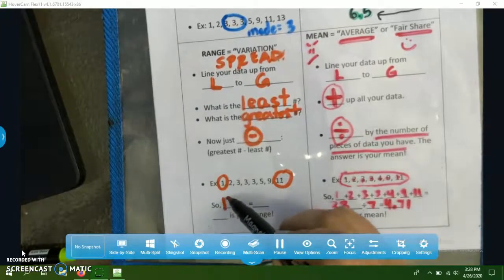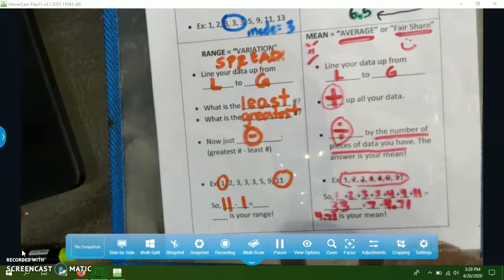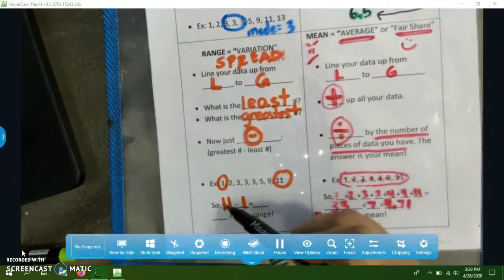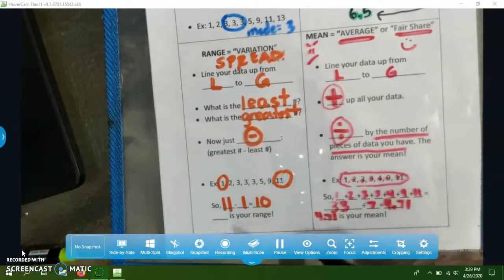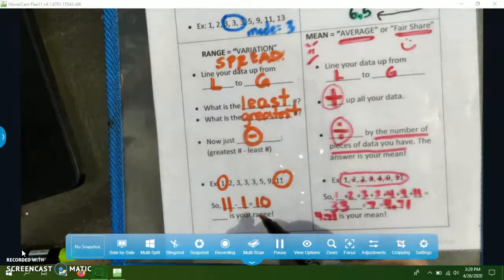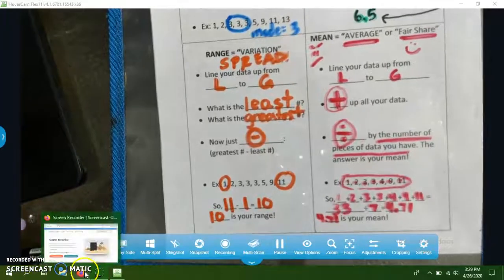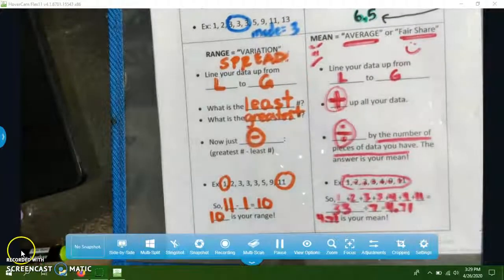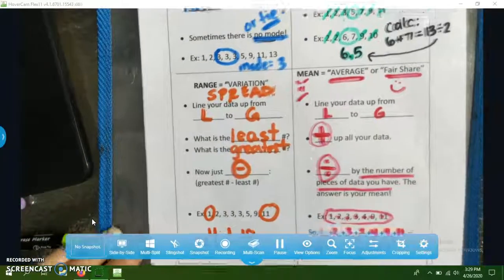So I'm going to take 11 minus 1. I'm always starting with the greatest number because that's what we do when we subtract. 11 minus 1 gives me 10, and that makes 10 our range: the largest number minus the smallest number. And that is how we find the range of our data.